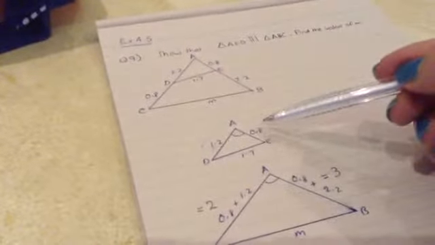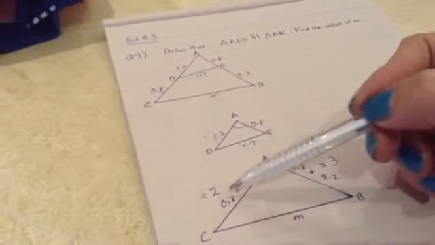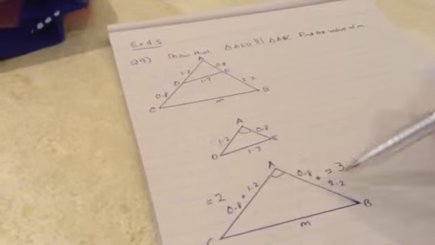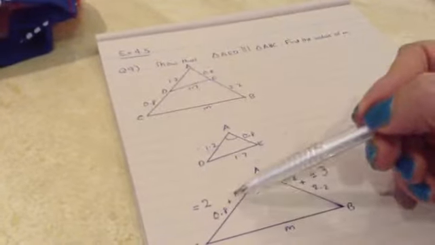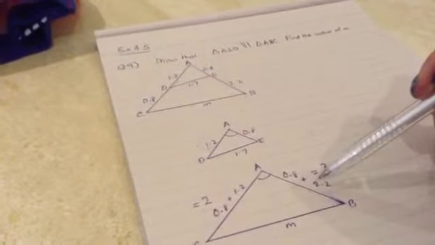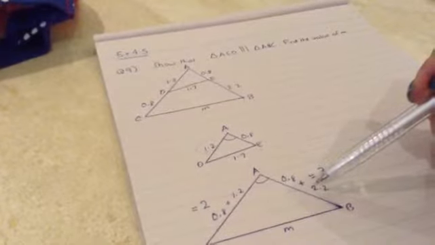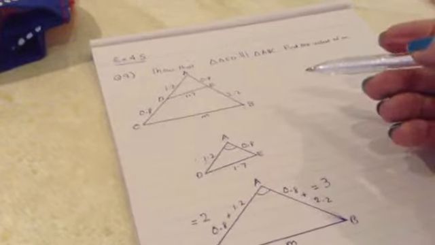This side is smaller than that one. On this triangle, this side is smaller than that one. So this side corresponds to that one, and that one corresponds to that one, if they are similar. So we need to show that they are. All right, so let's begin.